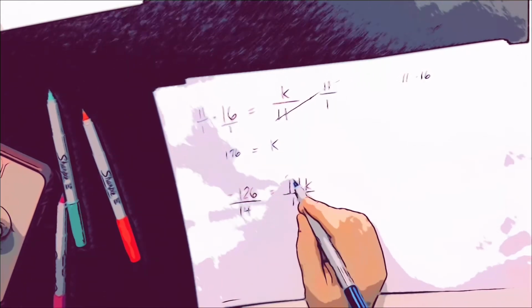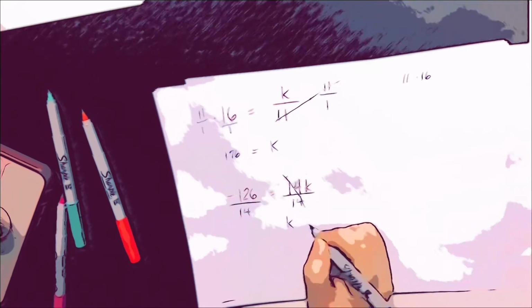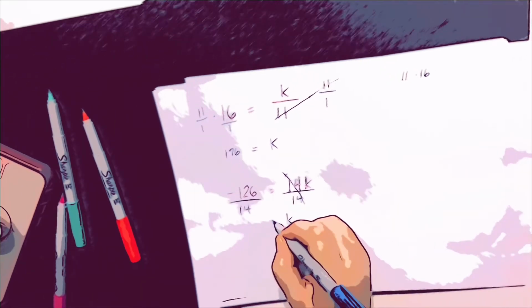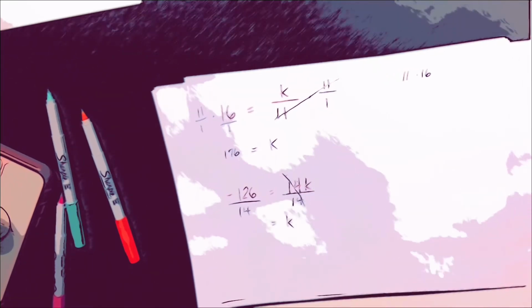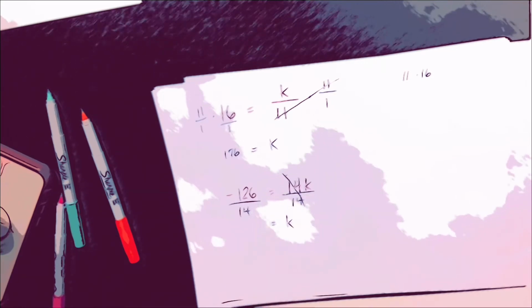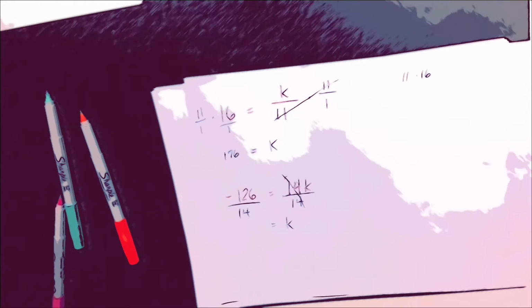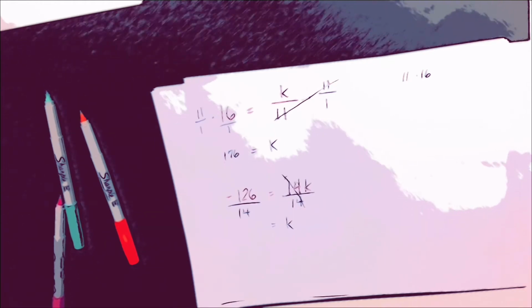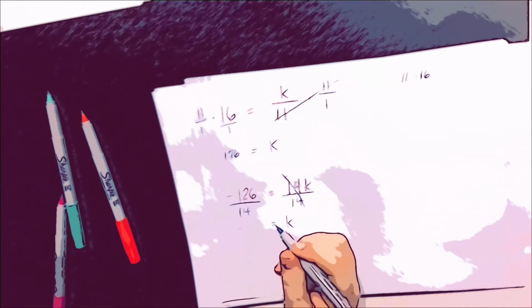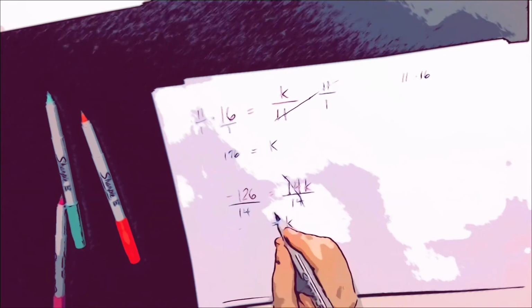14 divided by 14 is 1. This is 1k. I don't need to write the number 1 in front of it because it's understood that that is only 1k. And then negative 126 divided by 14, a negative divided by a positive is a negative. And negative 126 divided by 14 is 9.